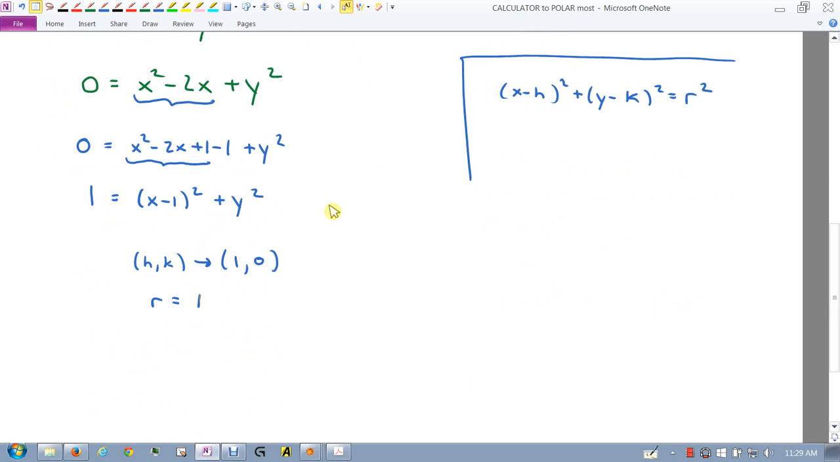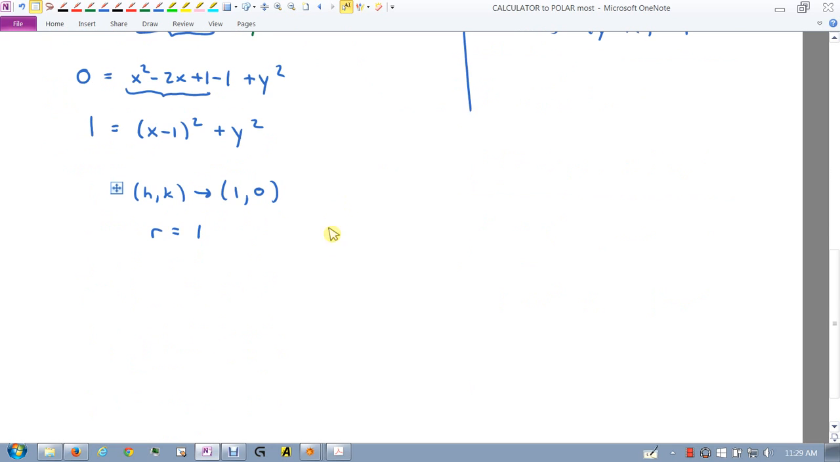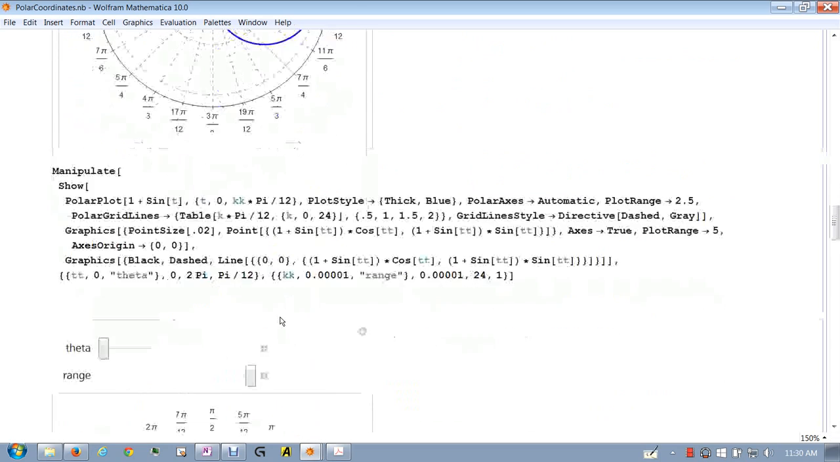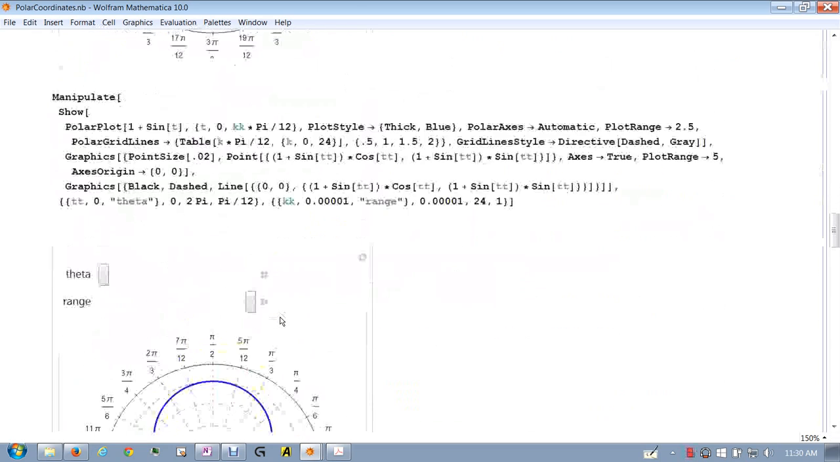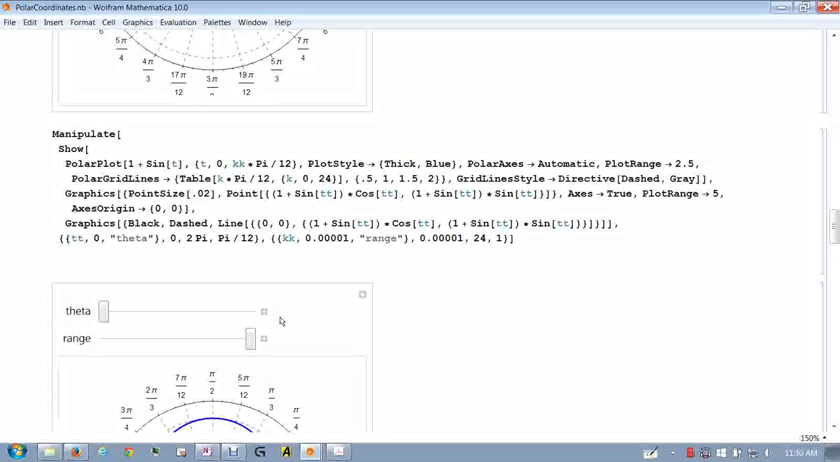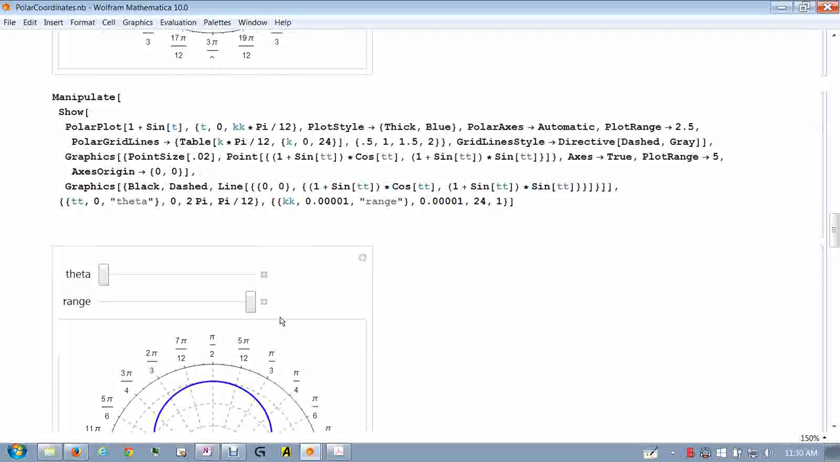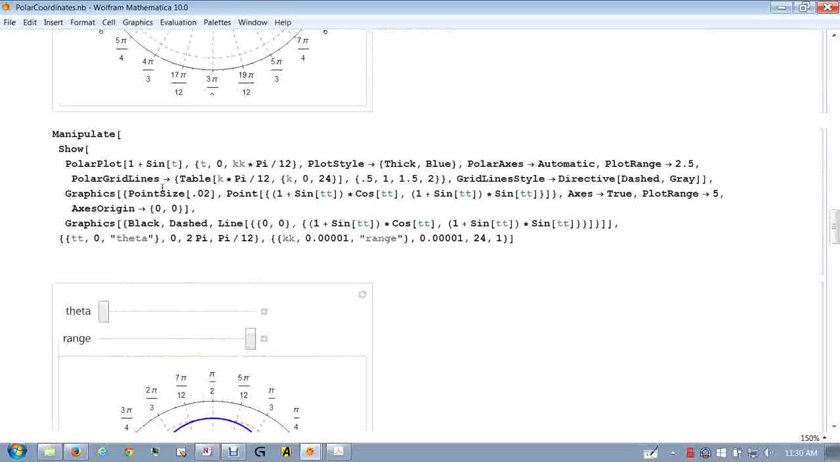All right. Now for the next thing, let me bring up my... which one is this? Okay. I just want you to see some of these other ones. This is the polar curve 1 plus sine t, r equals 1 plus sine theta. All right, that's what we're about to look at.